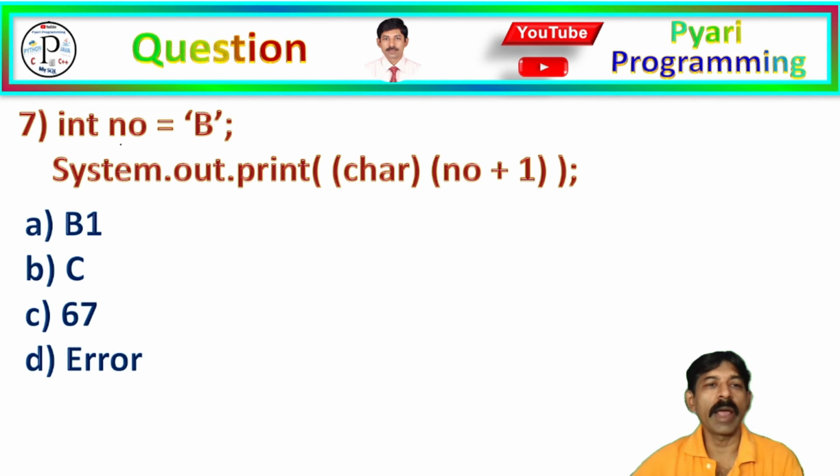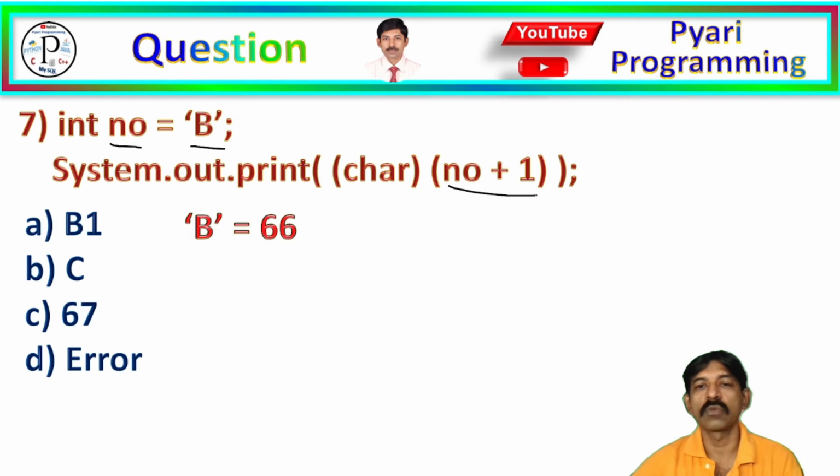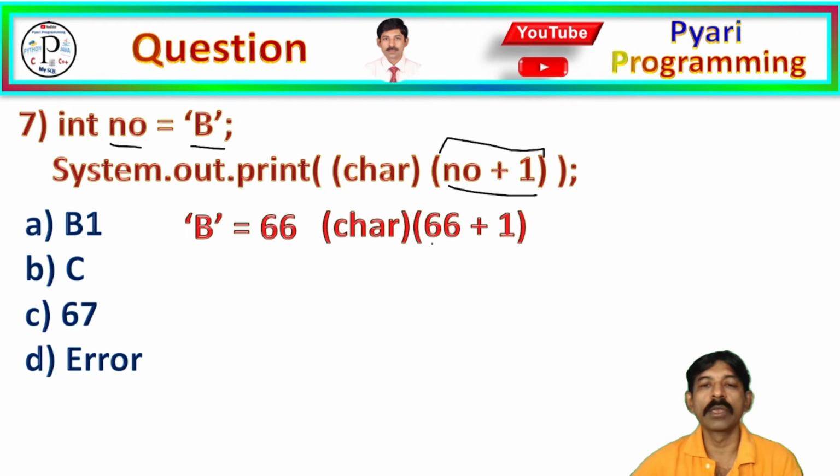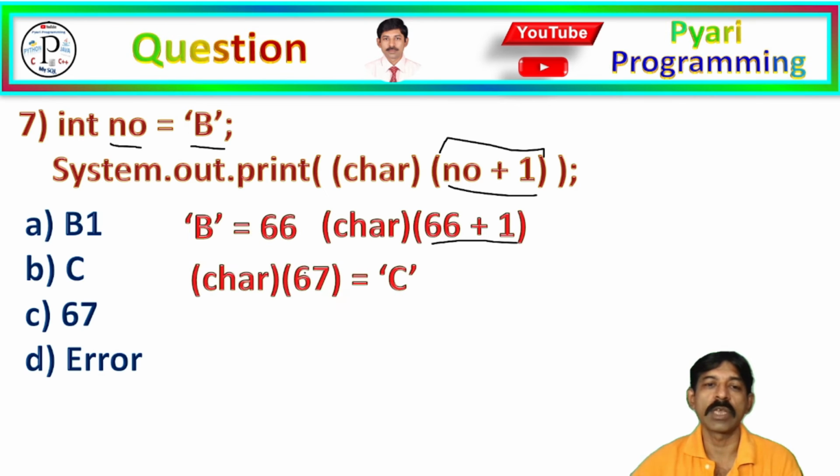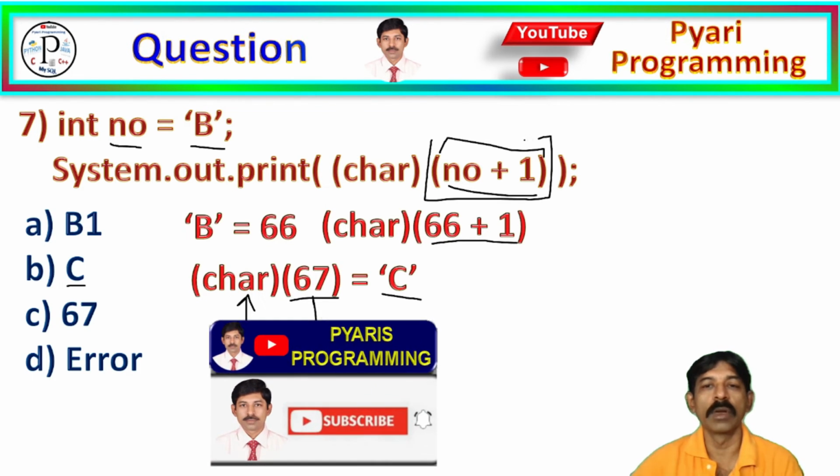So the question is saying int no is equal to b. Character b is assigned to no. So that means its ASCII value is going to be stored. So the ASCII value of b is your 66. Now 66 plus 1, it is given in a parenthesis now. So that means 66 plus 1 is going to be added first because of the parenthesis. Now 66 plus 1 is your 67. Now the whole addition value is going to be converted into its character form. So its character form is your C. So that's why the answer is C. Be careful, it is given in the parentheses. So that's why the whole expression will be evaluated. Then it will convert it into character form.